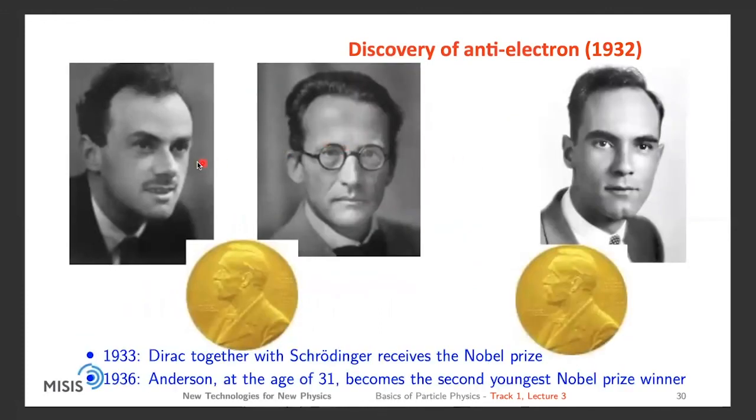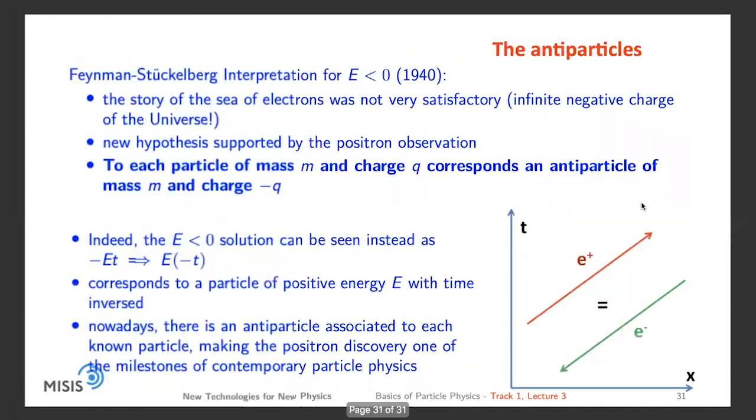Finally, in 1933, Dirac, together with Schrödinger, received the Nobel Prize, and in 1936, Anderson, at the age of 31, became the second youngest Nobel Prize winner ever. Later, in 1940, the Feynman-Stueckelberg interpretation appeared for the negative energies, which we are basically using until now.